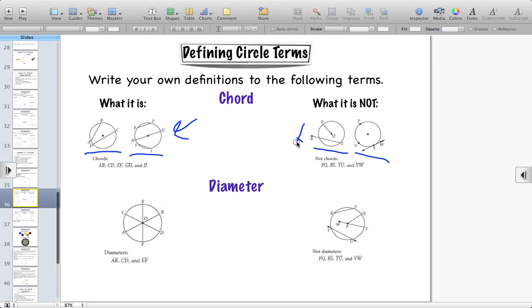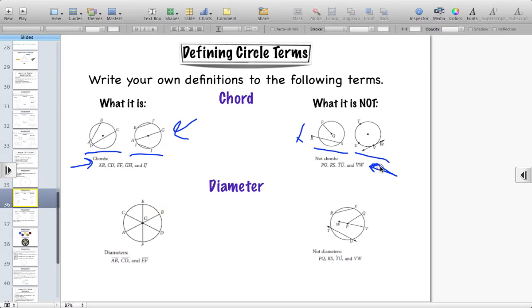Notice also down here, underneath it's got a picture that has named for you the chords shown. And up here, on the right-hand side, it's naming for you the things that are not the chords. All right, when you've written your definition, move on to the next one.